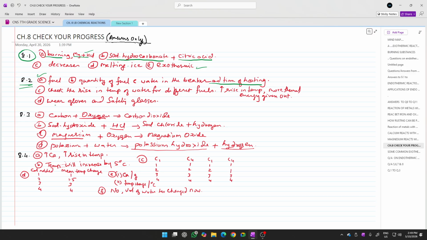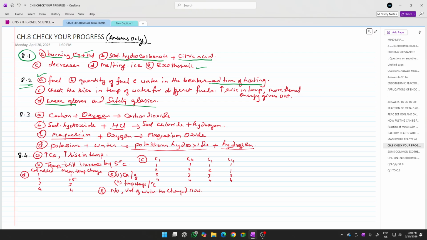D question is: name one safety precaution he should take while carrying out this investigation. Now, what is the safety precaution that he has to take? He has to wear safety glasses and he has to wear gloves on his hands. Okay, so this was the answer to 8.2.